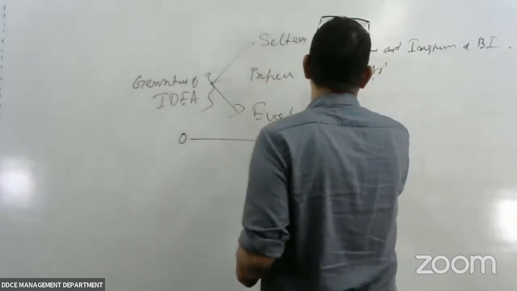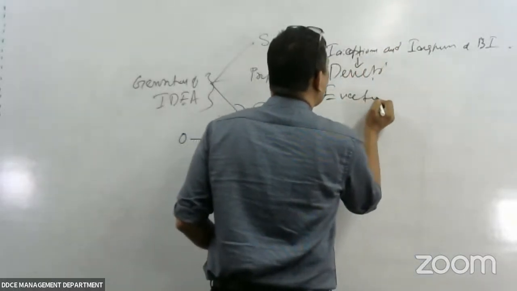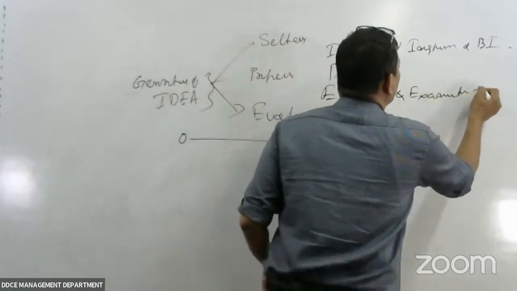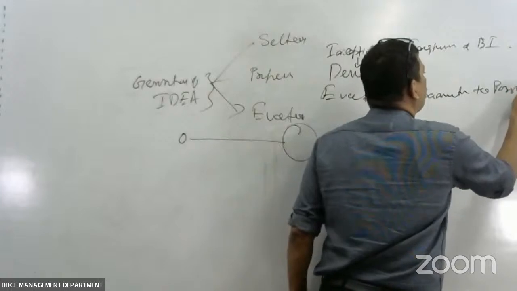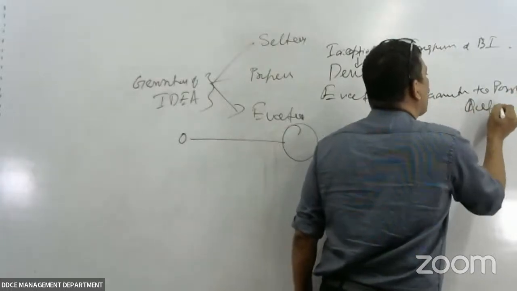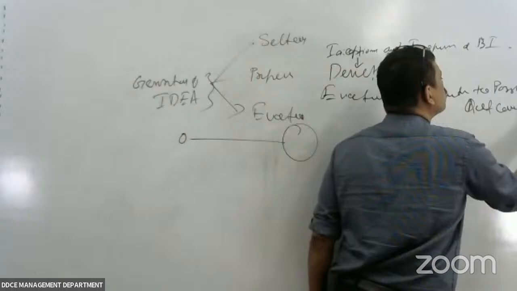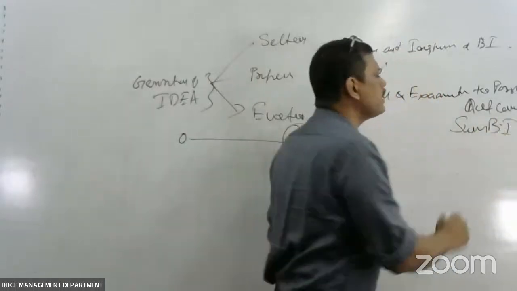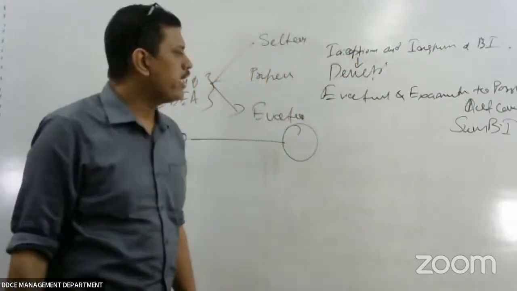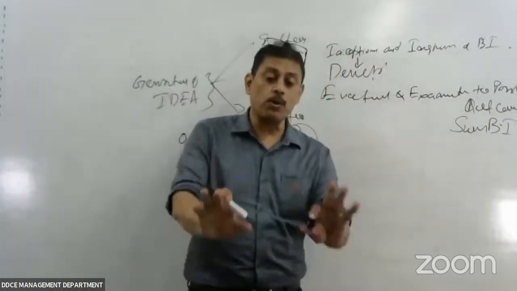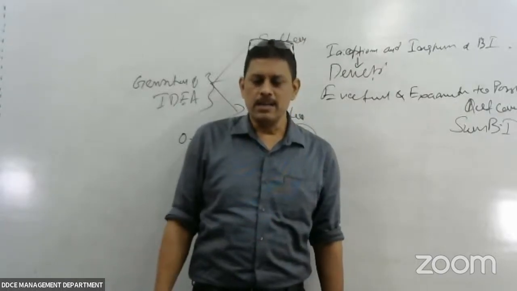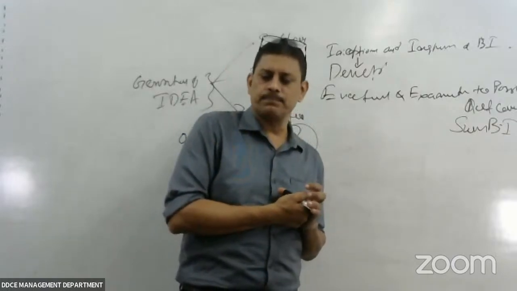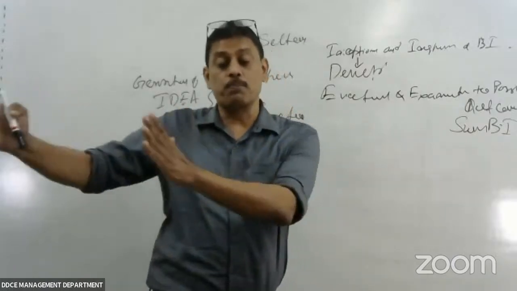Then next is evaluating and examining the possible outcome of such business idea. What is that? You need to evaluate and you need to examine the possible outcome, right? So you need to evaluate and you need to examine the possible outcome of the proposed program.